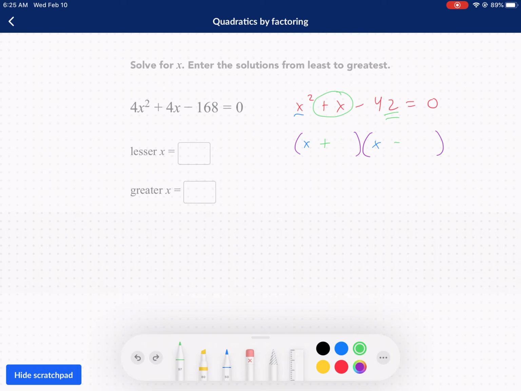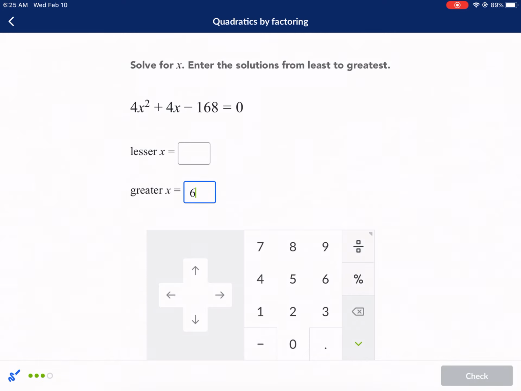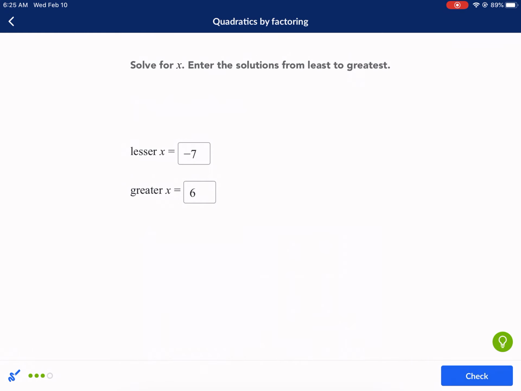Well, we have negative 42, a coefficient of positive 1x, so I know they're going to be close together. The factors of 42, negative 42, need to be close together. Well, I know 7 and 6 are close together, and they're also factors of negative 42, but I need to make one negative, make the smaller one negative because the middle term has to be positive. So I'm going to put plus 7, minus 6, and now I think, okay, we'll make this go to 0, x equals negative 7. We'll make this go to 0, x equals positive 6. My greater one is 6, my lesser one is negative 7. 6, negative 7, check it.